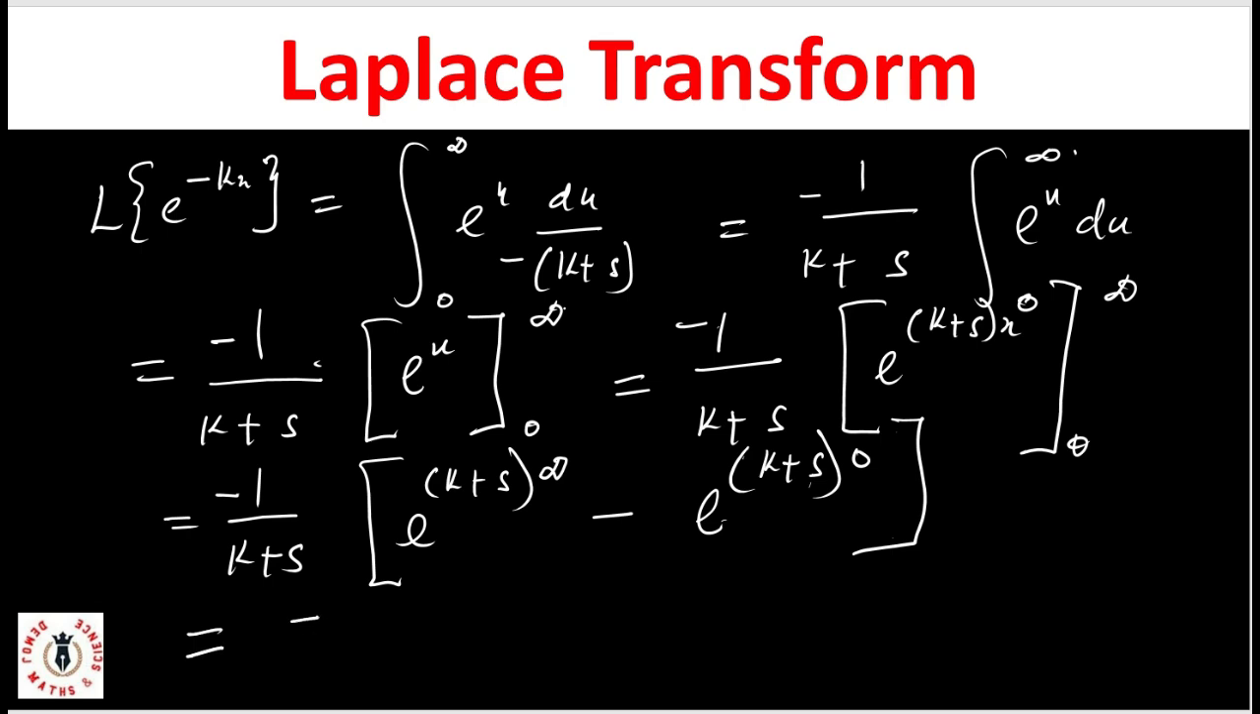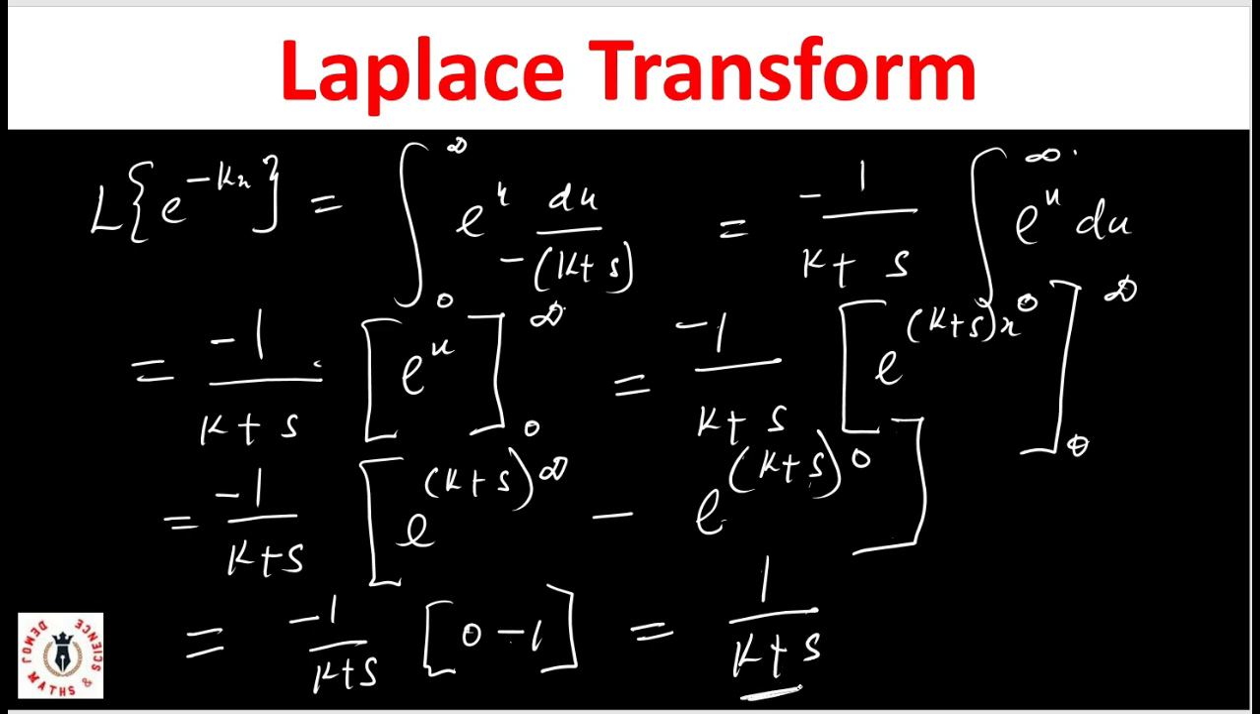So I can easily write this as minus 1 over (k plus s) times (0 minus 1). So this is the same thing as minus 1 times 0, obviously that's 0, then minus 1 times minus 1, that's plus 1. That's 1 over (k plus s). That's how we find the Laplace transform of e raised to power minus kx. So if I'm asked for the Laplace transform of e raised to power minus 2x, this will obviously be 1 over (2 plus s).